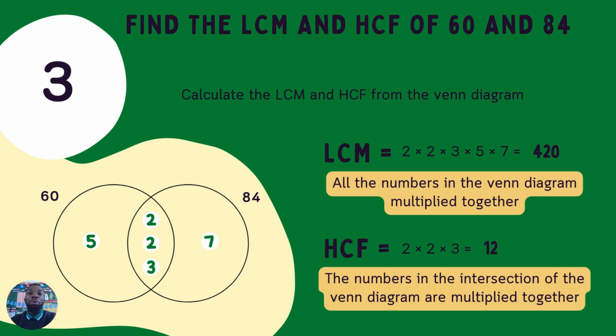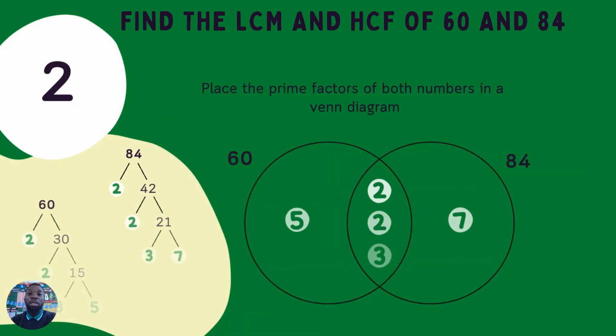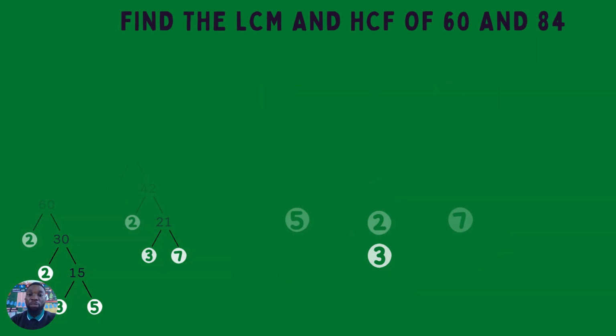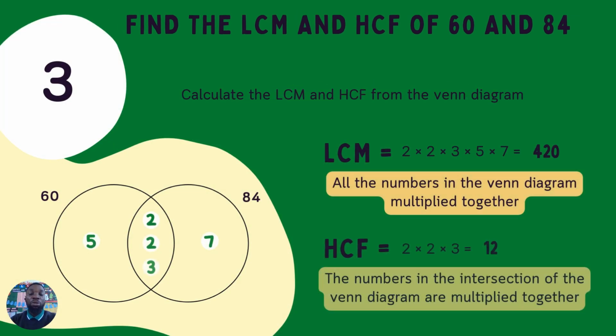All right. So that is that for 60 and 84. So you can easily use a Venn diagram to calculate your LCM without using multiple methods. Like I mentioned, there are many methods you can still use to solve your HCF, but this Venn diagram I believe is one of the easiest if you ask me. All right, so let's go to other ones.